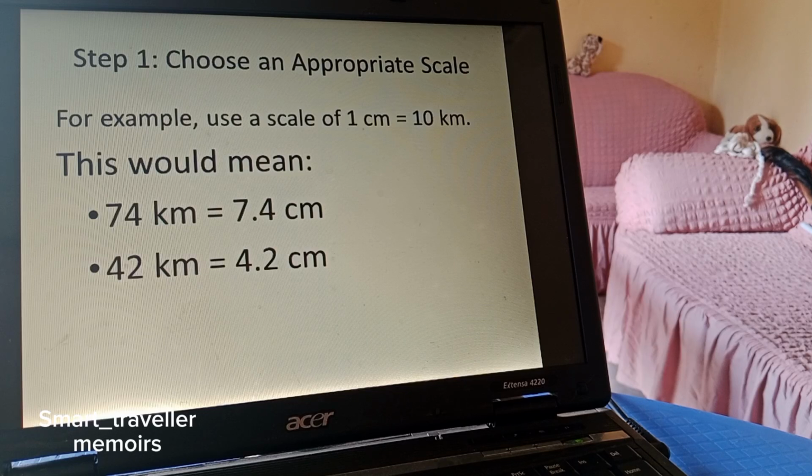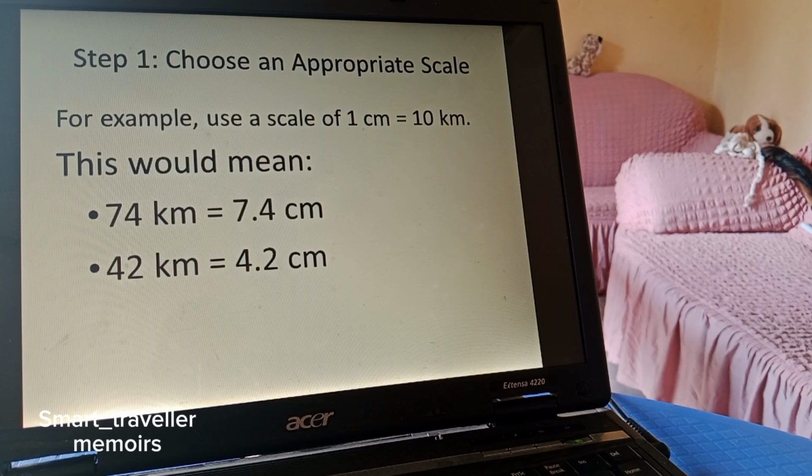Step 1. Choose an appropriate scale. For example, use a scale of 1 centimeter equals 10 kilometers. This would mean 74 kilometers would be equivalent to 7.4 centimeters, and 42 kilometers will be equivalent to 4.2 centimeters.